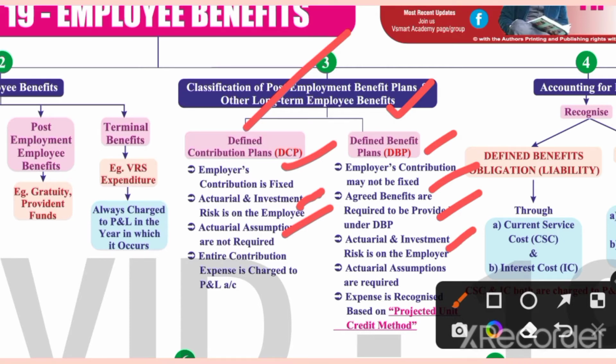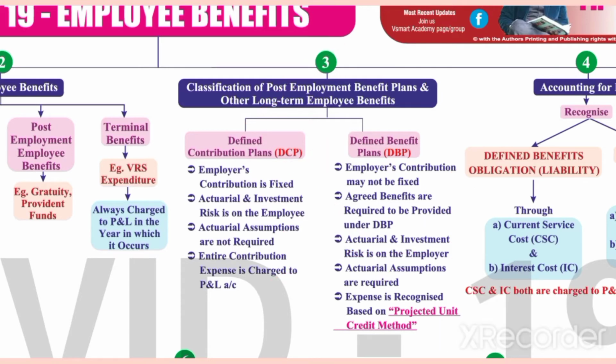இதுல actuarial and investment, okay, this is the point connected to this. Actuarial and investment risk is on the employer and here வந்து actuarial assumptions are required. Okay, actuarial assumptions are required. Next, entire contribution expenses is charged to the P&L. Whenever we are making the contribution, we have to debit to the P&L.